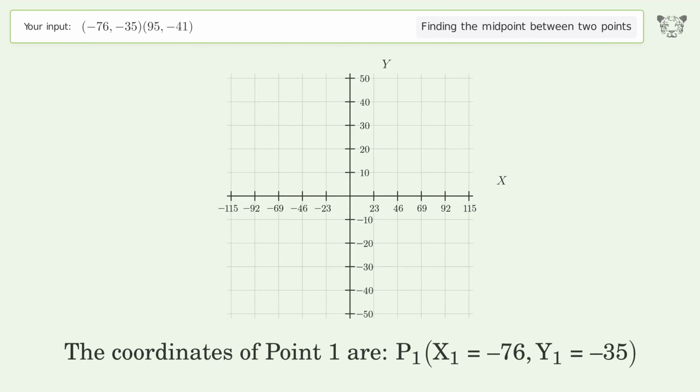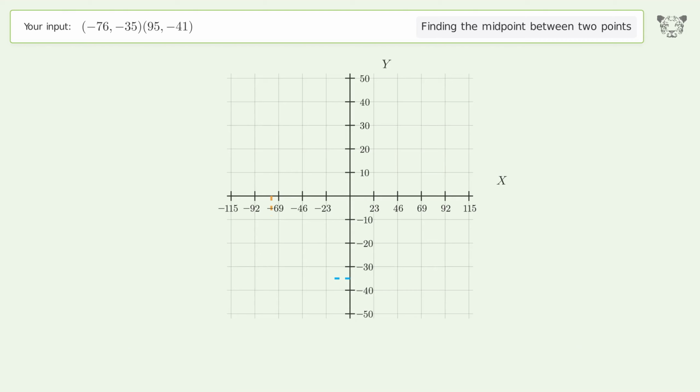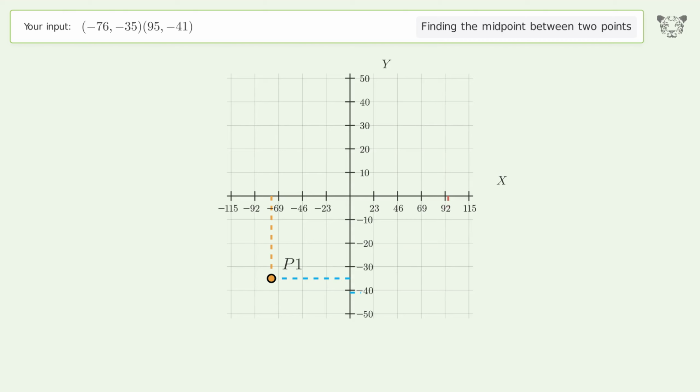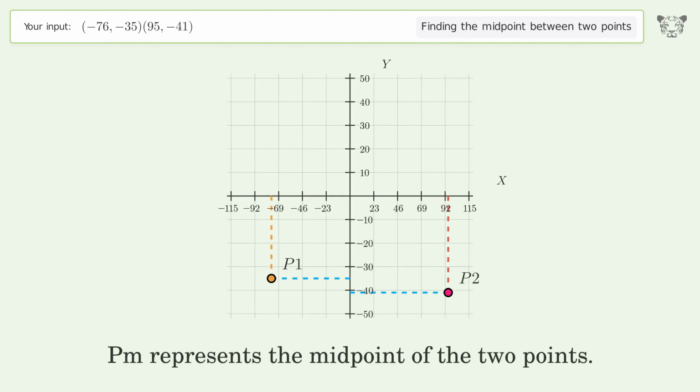The coordinates of point 1 are, x1 equals -76, y1 equals -35. The coordinates of point 2 are, x2 equals 95, y2 equals -41. PM represents the midpoint of the 2 points.